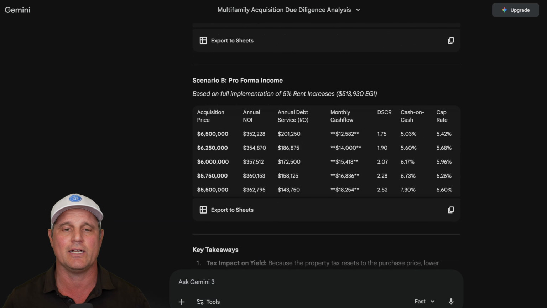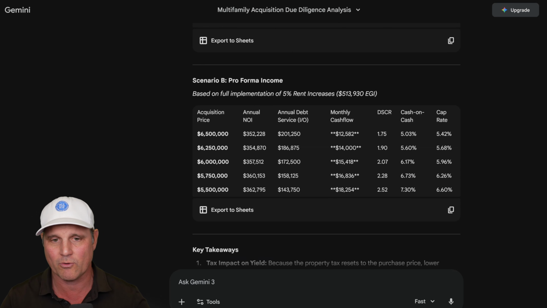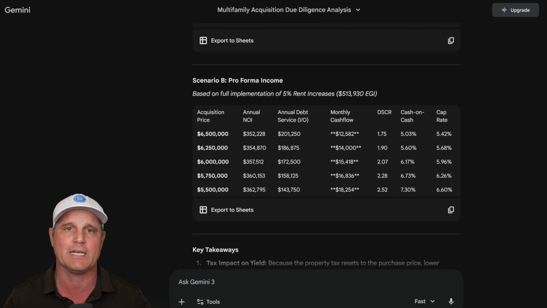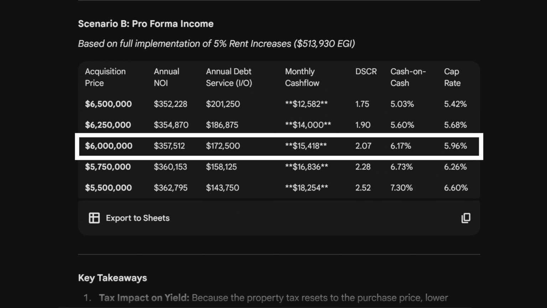The next scenario is those different price points based on the pro forma income. We can get this thing to around a 6% cap rate based on pro forma income, which is a conservative 5% increase, at around that $6 million price point. We're right there at a 6%, which is pretty darn good for Santa Barbara.